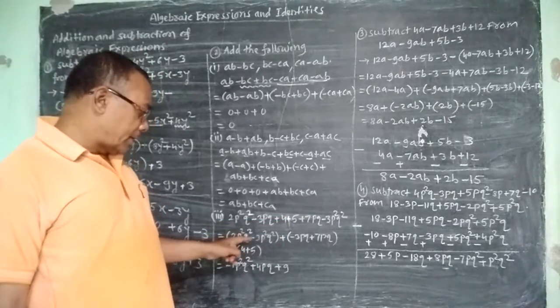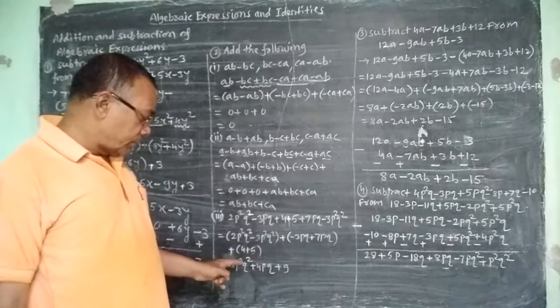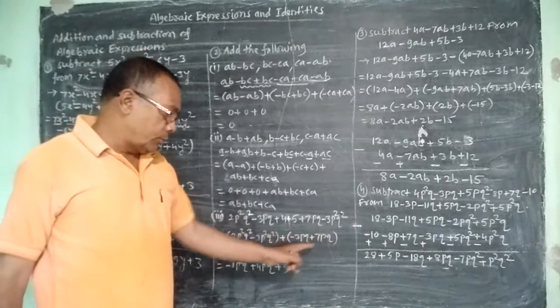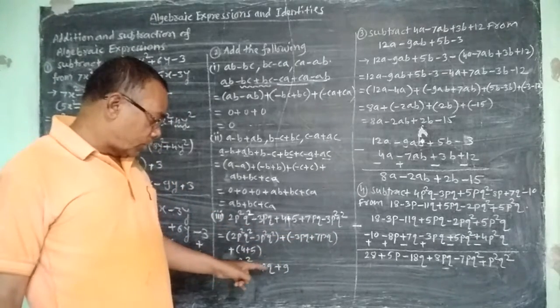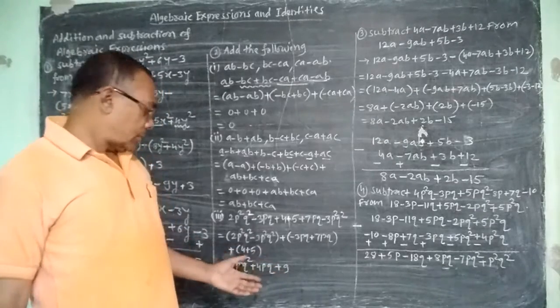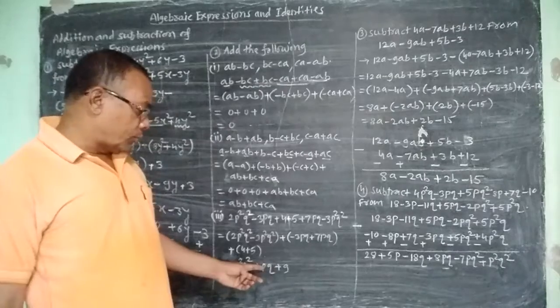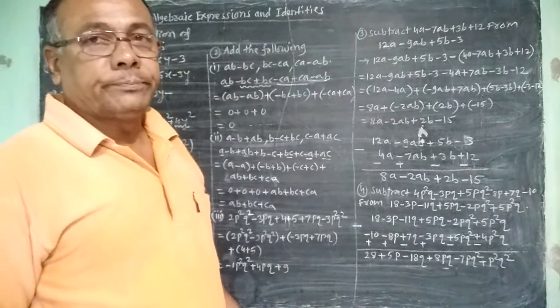Here 2 minus 3, it will be minus 1, or only minus p square q square, plus here minus 3pq plus 7pq, then its subtraction will be plus 4pq and 4 plus 5 will be plus 9. So our answer is minus p square q square plus 4pq plus 9.